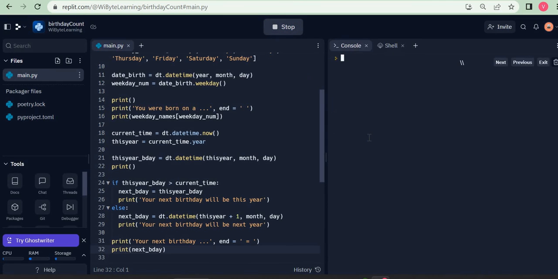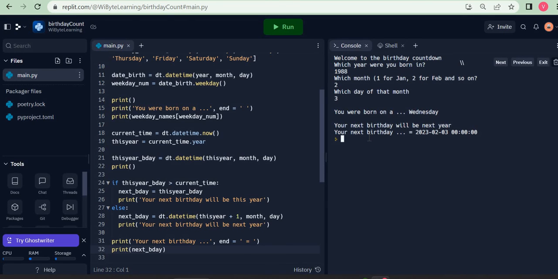So if I ran this, it asks me which year I was born in. I say 1988, say 2 and 3, just for the sake of it. You were born on Wednesday, and next birthday will be next year, because 3rd of February is indeed next year. And the next birthday from this statement comes out to be 2023, 3rd February, and so on and so forth. On the other hand, let's say I had indented these lines as well.